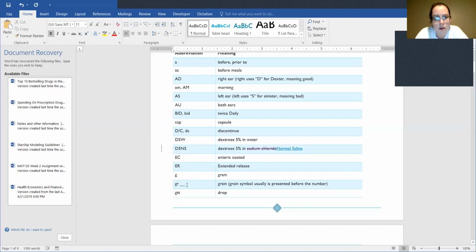At 65 milligrams, that's going to be about a 10 to 15-fold overdose. So we don't like that idea.